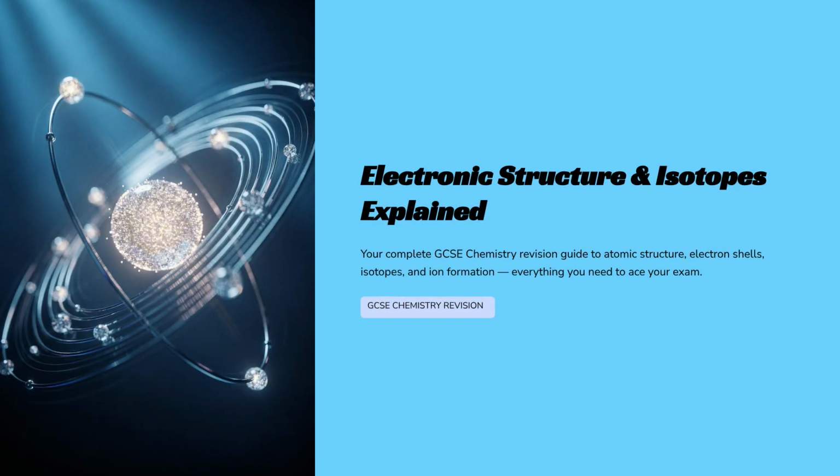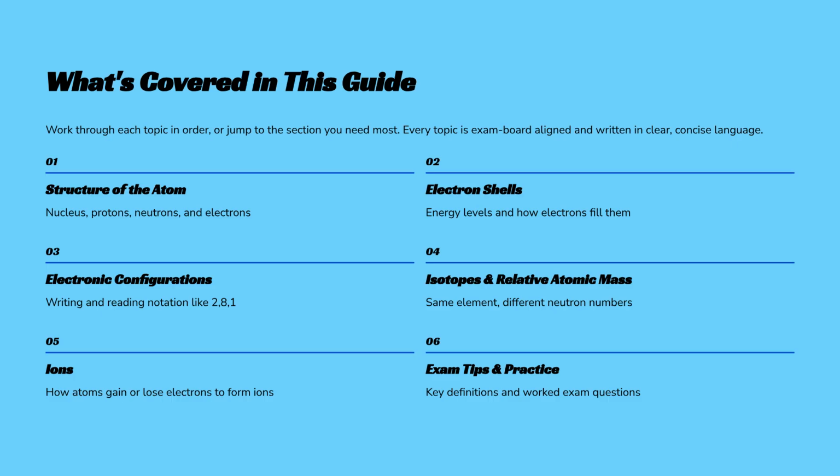Welcome to this video on electronic structure and isotopes, your complete GCSE Chemistry revision guide to atomic structure, electron shells, isotopes, and ion formation. This guide covers the structure of the atom, electron shells, electronic configurations, isotopes, and relative atomic mass, ions, and ends with exam tips and practice.